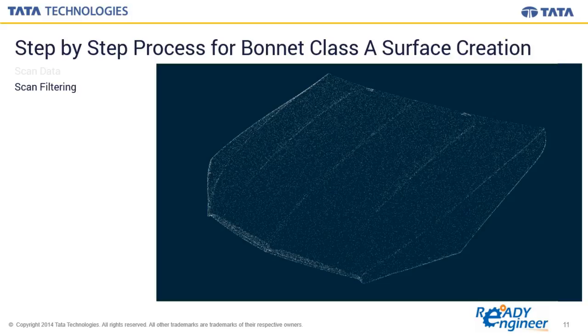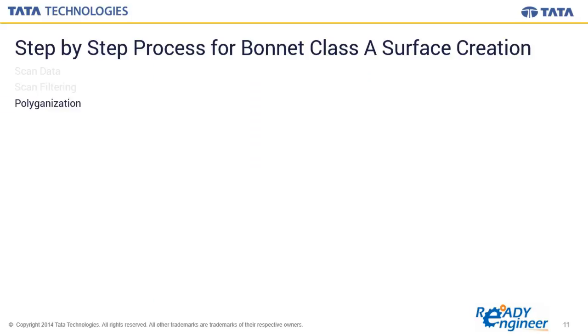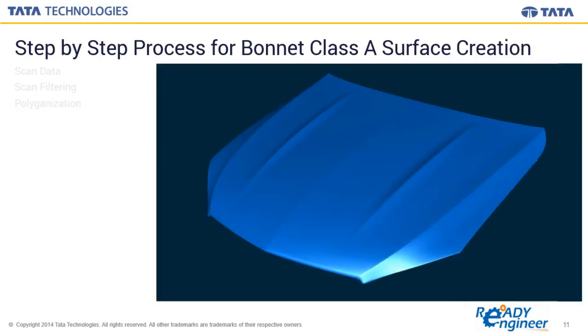Once we have filtered data, we go to the next process, which we call polygonization. Now, polygonization is nothing but a visual representation of point cloud data in a surface form. All the adjoining 3 points are linked by a surface, and this is how we create an STL data or polygon mesh, and we call it polygonized data.